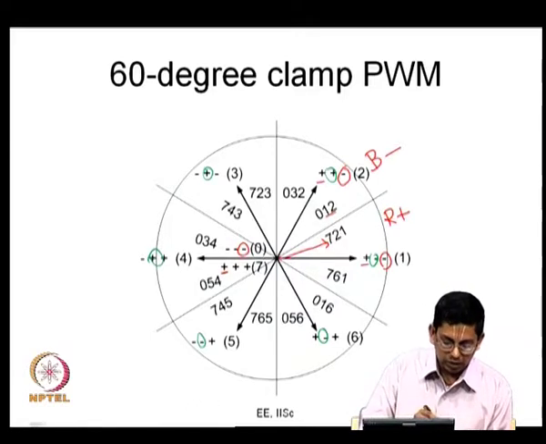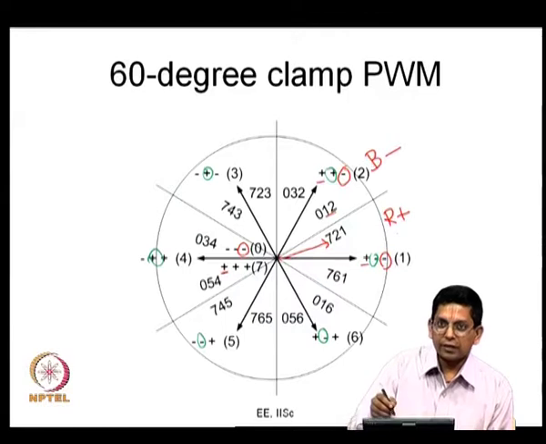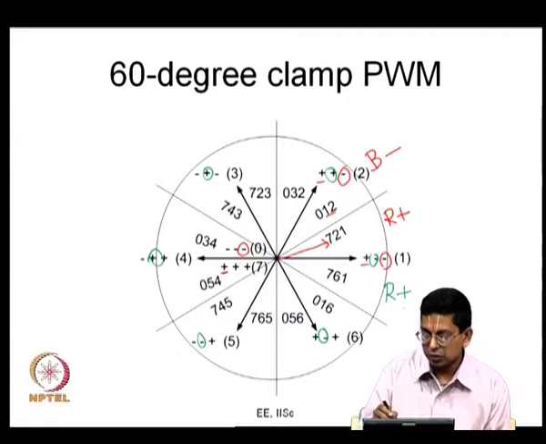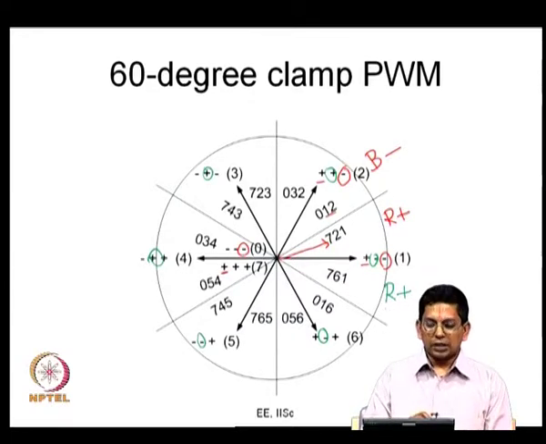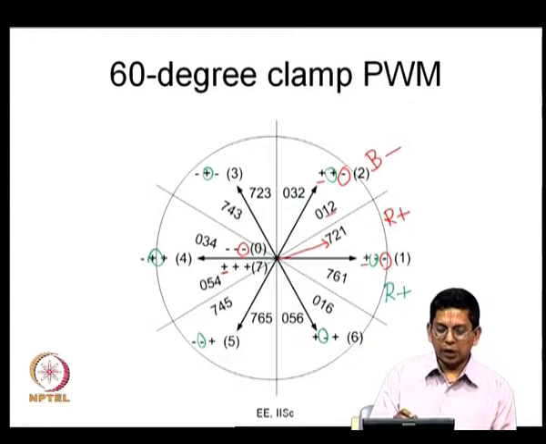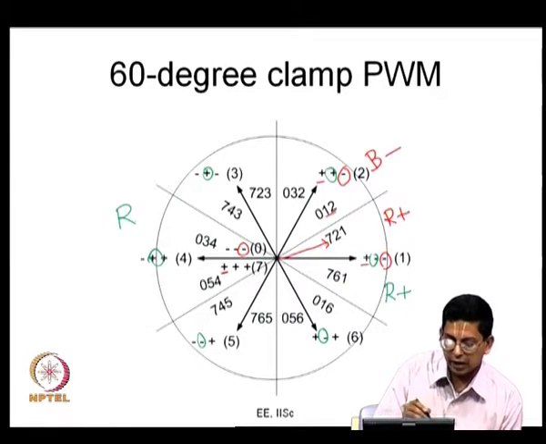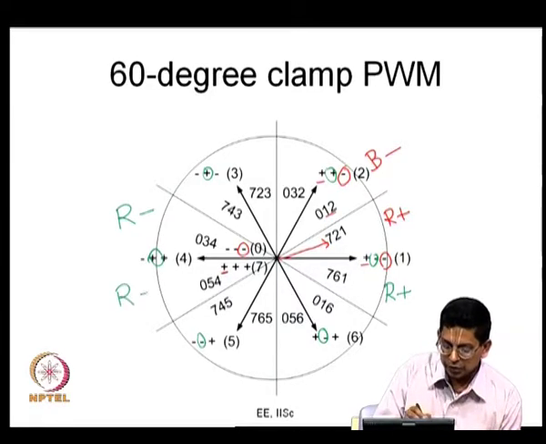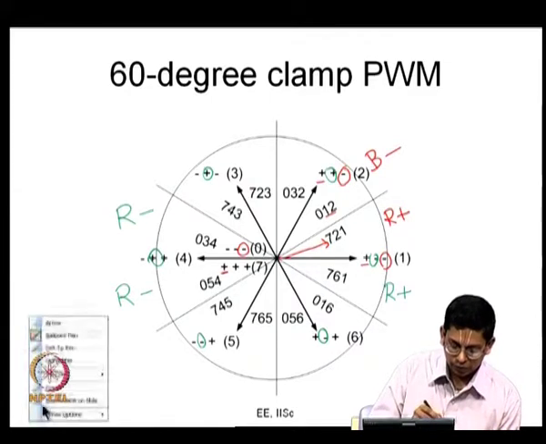So, we call this bus clamping PWM because every phase gets clamped to one bus. Now, if you take here, R is connected to the positive DC bus here also, the same way as we looked at yesterday. If you look here, you will find R phase is once again clamped. R phase is clamped to the negative bus. Here also you will find R phase is clamped to the negative bus. How is that?